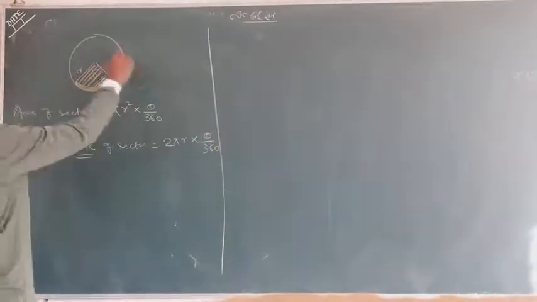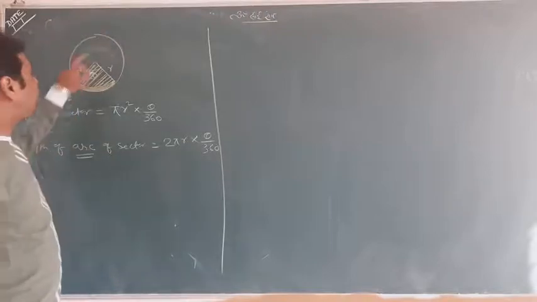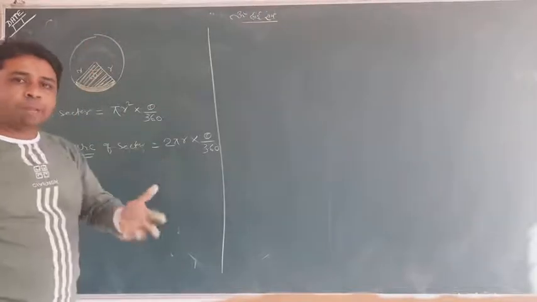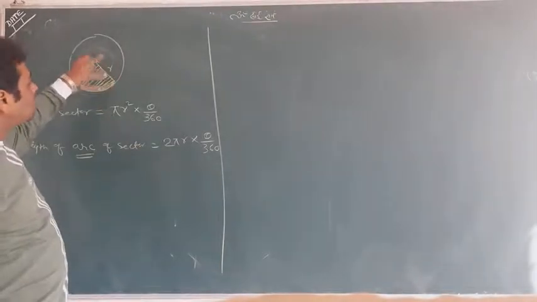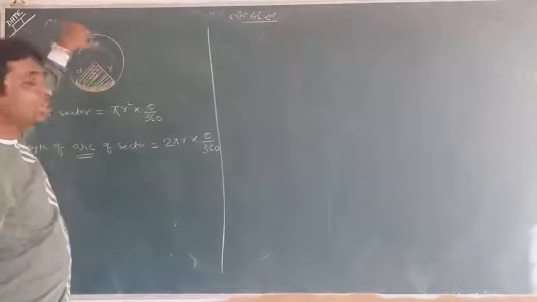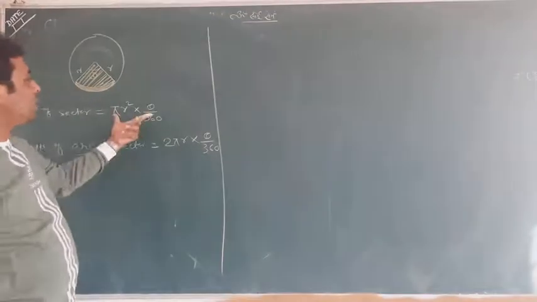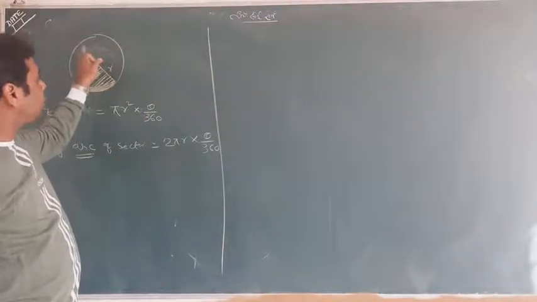If you are asked to find the area of the major sector, what will you do? That's simple. You have already found the area of the minor sector, so subtract it from the area of the circle. The area of the circle is pi r squared. So find pi r squared minus the area of the small one, and you get the area of the big one.